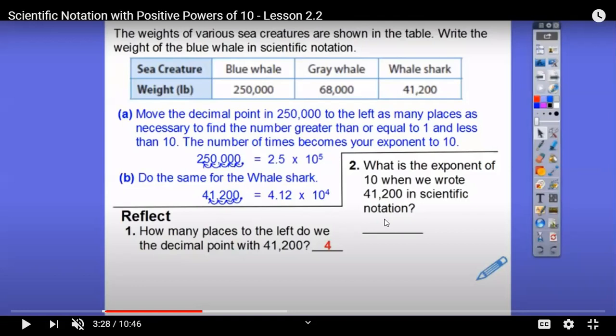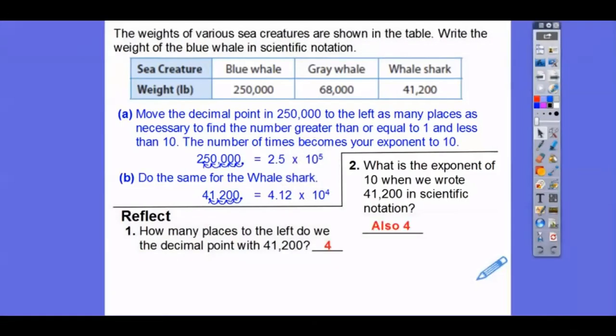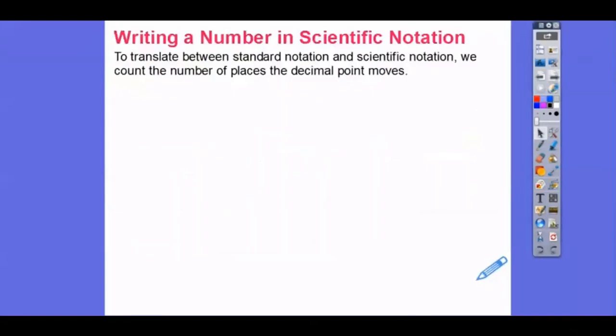How many places to the left do we move the decimal point? 1, 2, 3, 4. So it will be 4. The decimal point with 41,200 will be equal to 4.